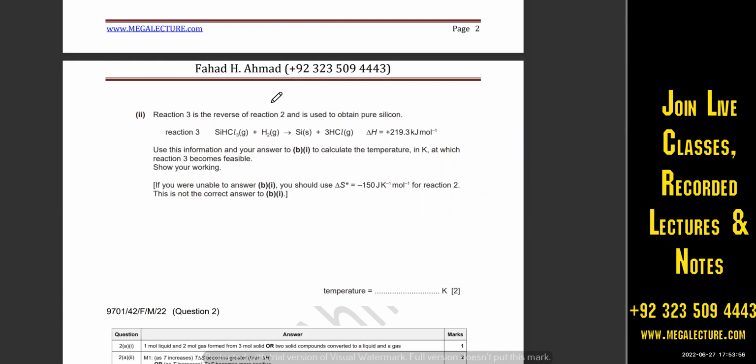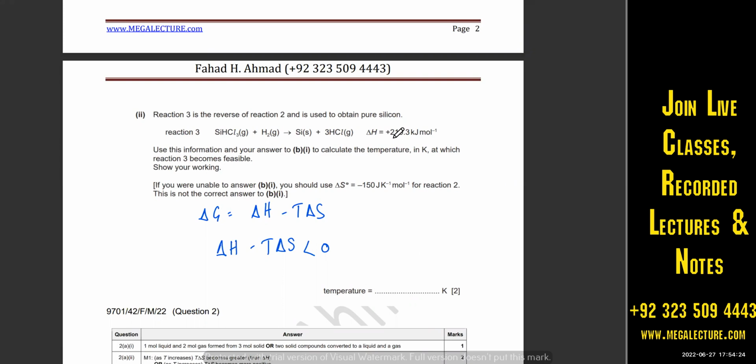So you've got the other question. Reaction 3 is the reverse of reaction 2 and used to obtain pure silicon. So this is reaction 3. Use this information and your answer to the previous part to calculate the temperature in kelvins at which the reaction becomes feasible. So again, delta G should be negative for the reaction to be feasible. So that means delta H minus T delta S must be negative, which means it should be less than 0. You've got to solve this inequality.